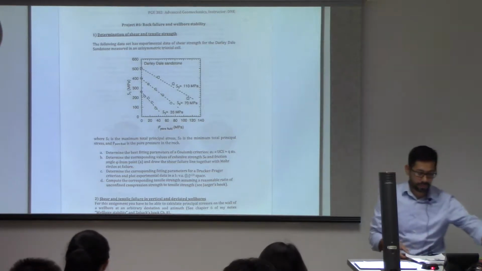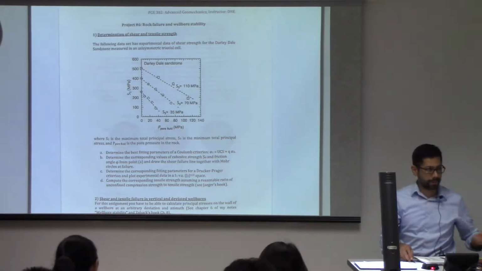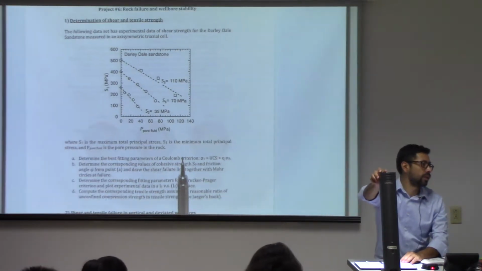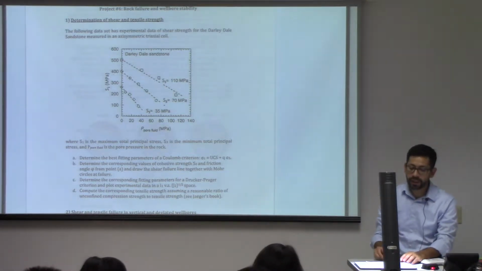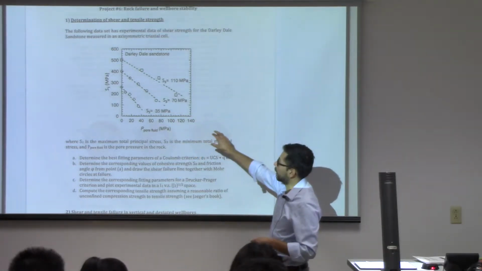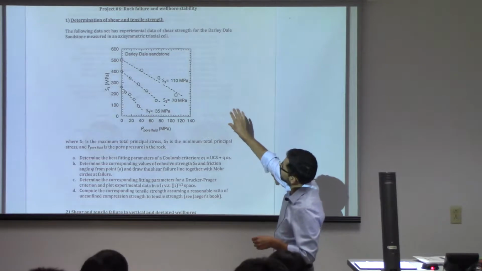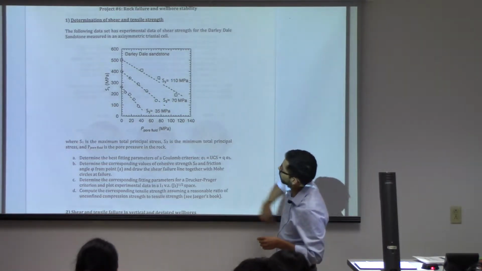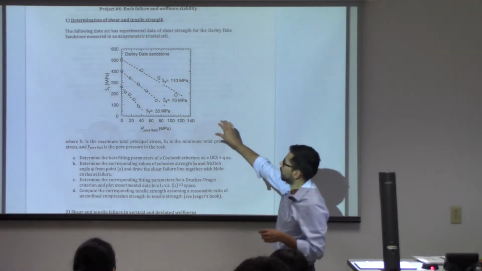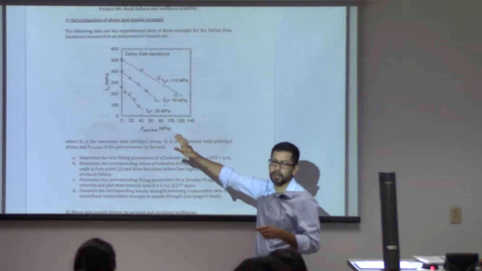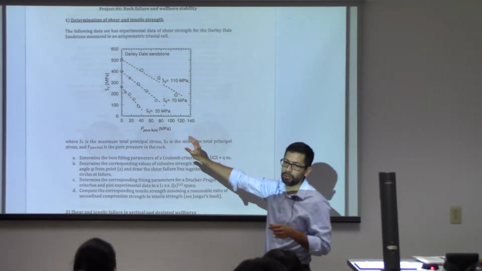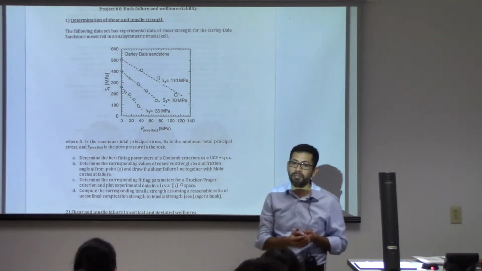As you can see in the first part of the project, you're going to have to determine what is the shear failure criterion for this rock. Here, somebody measured, I didn't put the reference, but I think I took it from Jaeger's book. Somebody made measurements of what is the shear strength of this rock, and we're going to see what are the equations that we need in order to fit a shear failure criterion to that data.